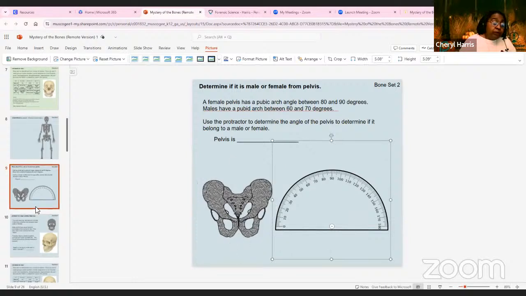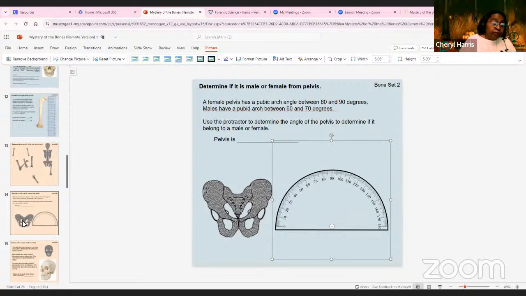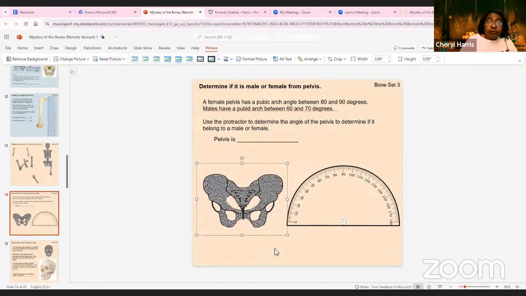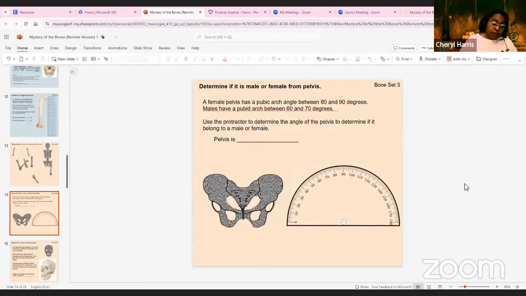And I might add, if you know your measurement, your discussion, you can almost look at the pelvis and tell, because you know from your chart, from Canvas, what a male pelvis should look like and what a female pelvis should look like. So while it's nice to measure it, those you can look at and tell.